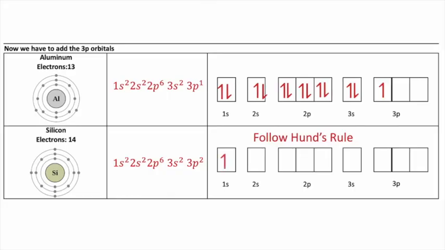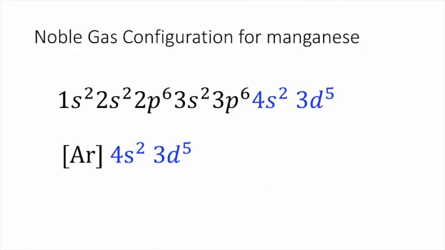We also talked about Hund's rule, which applies in p orbitals, d orbitals, and f orbitals. In order to minimize electron repulsion, the electrons go in different orbitals, and you only double up when you have to. And we have talked about noble gas notation, which is a shorthand way of writing electron configurations.